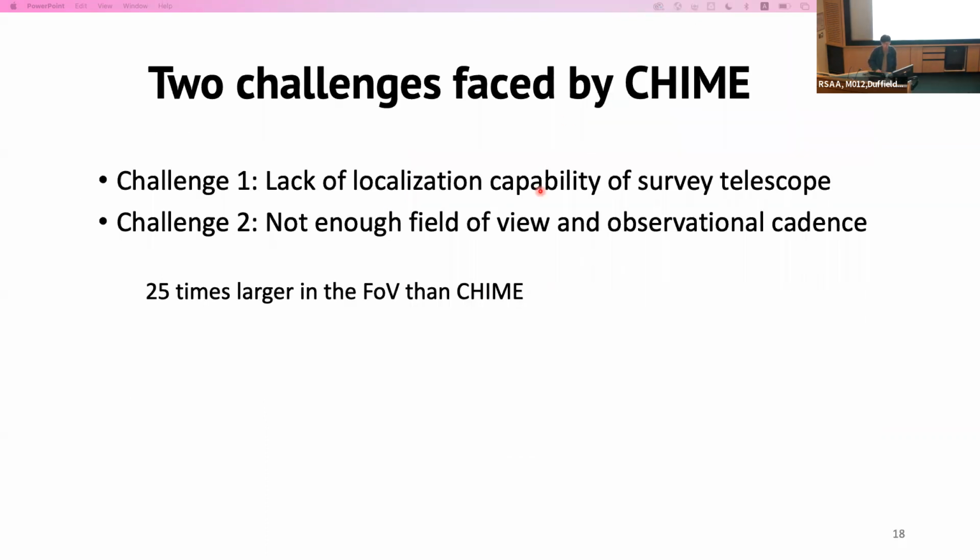So there are two challenges faced by CHIME. The first one is that it lacks localization capability because at this moment, it doesn't have outriggers yet. And the second one is it doesn't have enough field of view or observational cadence to detect a large enough sample of FRBs.